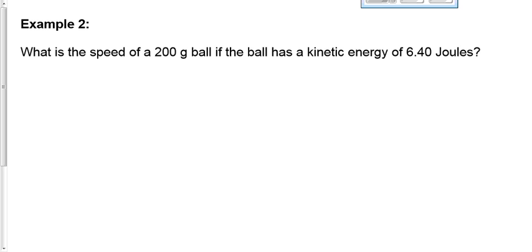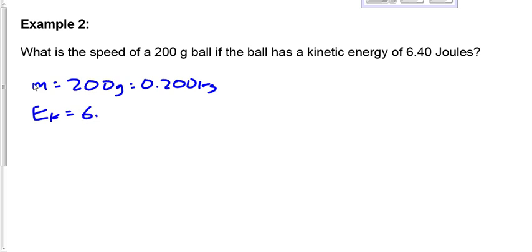One more example here for you. What's the speed of the 200-gram ball if the ball has a kinetic energy of 6.40 joules? This time we're looking for a different variable. That's not a big deal. We've got a mass of 200 grams. We've got to convert that to kilograms, 0.200 kilograms. And the kinetic energy is 6.40 joules. We're looking for the speed. We're going to write down our equation and then rearrange it. 1/2 mv squared. Looking for v.